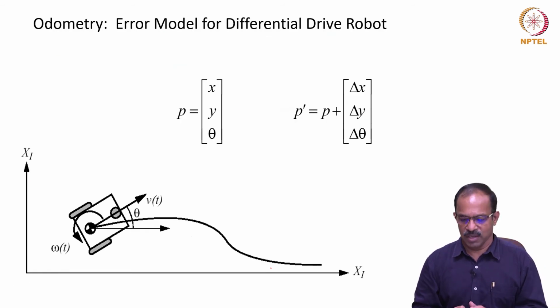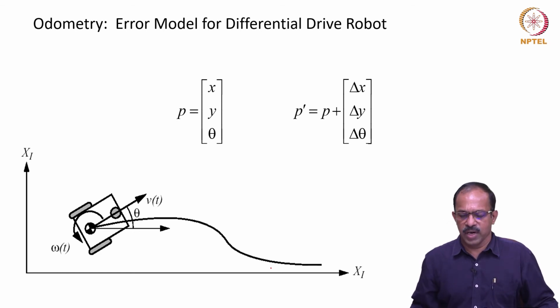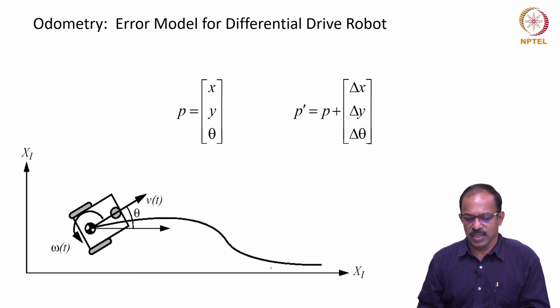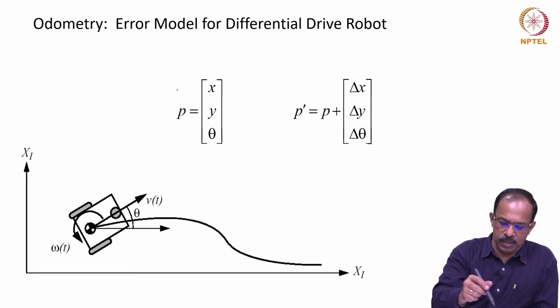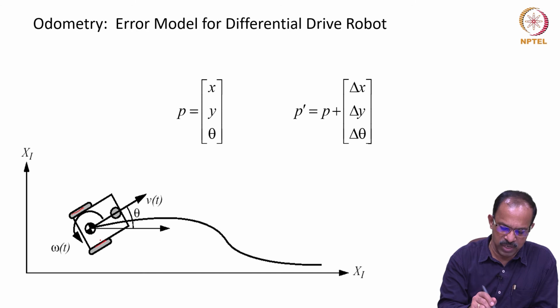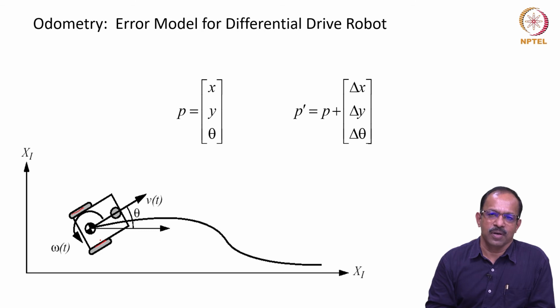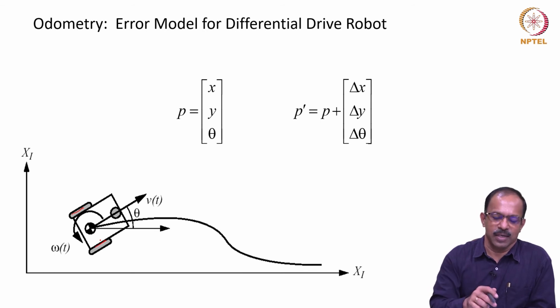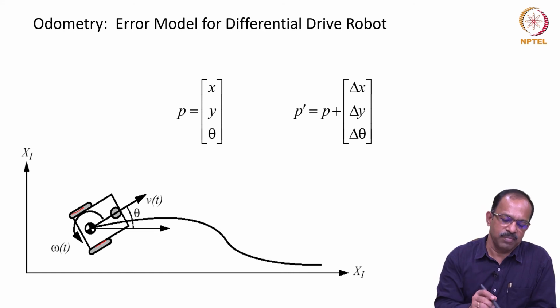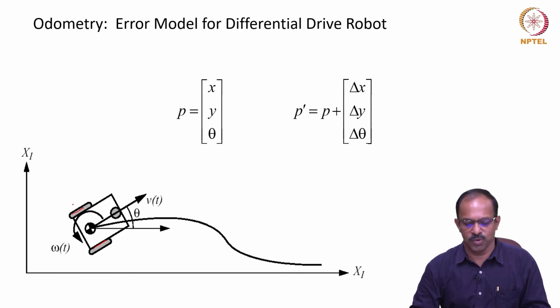Okay, so let us look at the error model for differential drive robots. Suppose the robot is at this position. You have a robot with two wheels, as you can see here. We need to develop a model for localization of these robots, and we need to know how the error in the estimated position will vary because of the error in the encoders, because we will be using encoders to estimate the position of the robot.